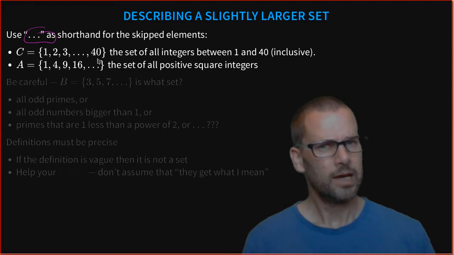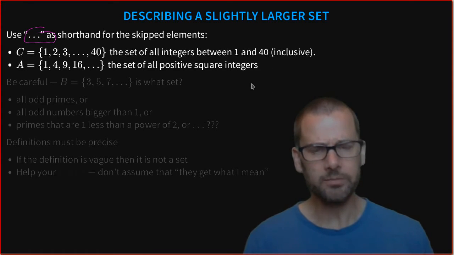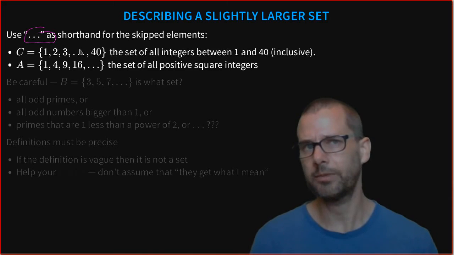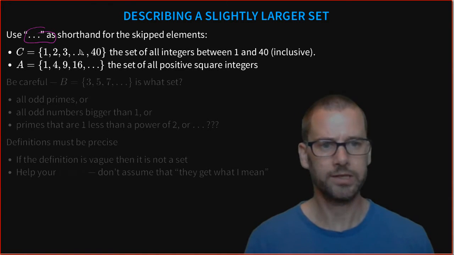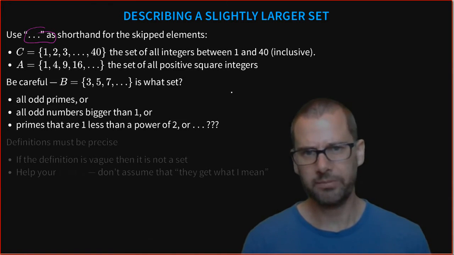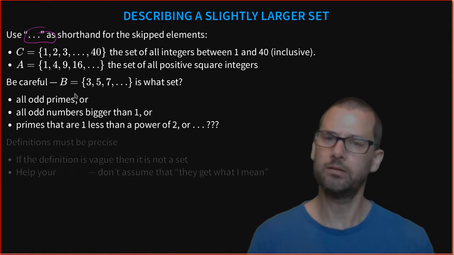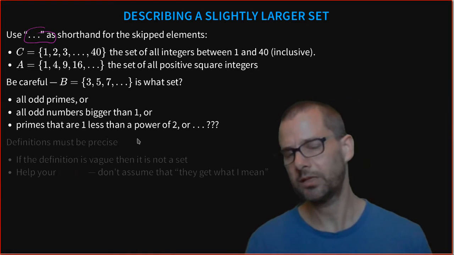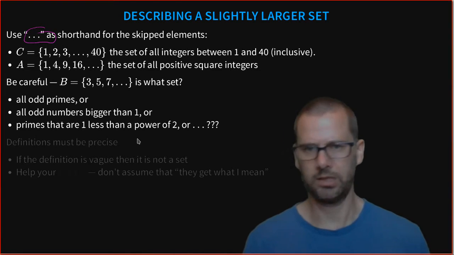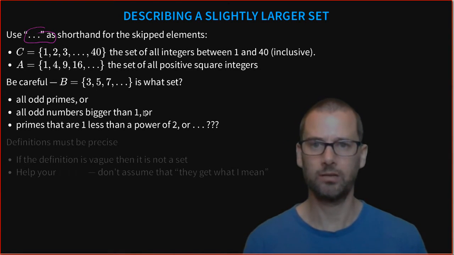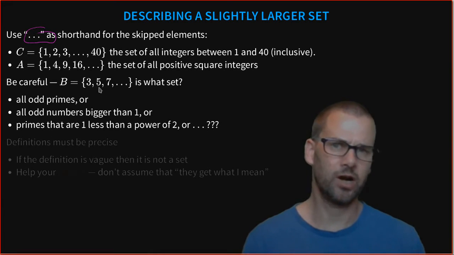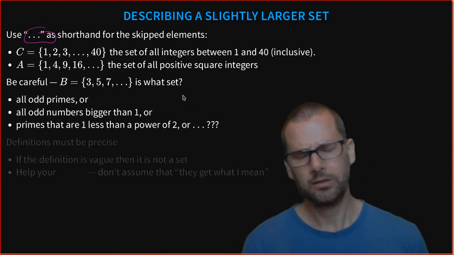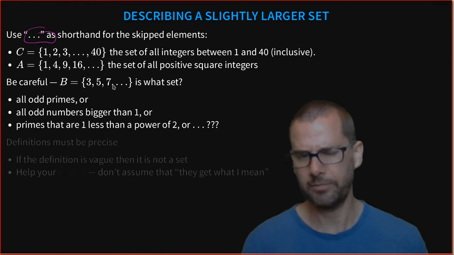Okay? And speaking of which, we've got to be careful. We've got to make sure when we do use this ellipsis to describe a set, that it's very clear what's happening. So, for example, if we take this set here, B being the set 3, 5, 7, what is this set? Is this the set of all odd primes? Is this set for all odd numbers bigger than 1? Is this the set of prime numbers that are 1 less than a power of 2, or what? Okay, so this is a bad example.